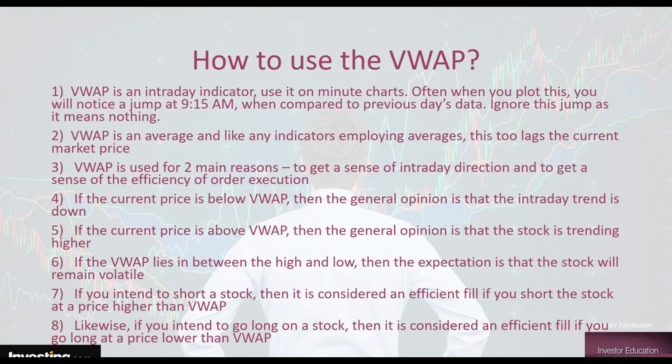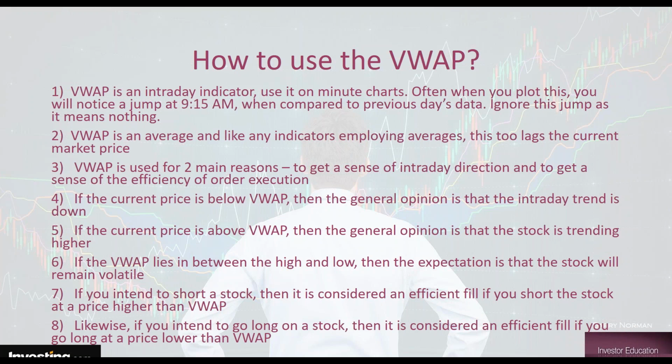VWAP is used for two main reasons. It gets a sense of intraday direction and to get a sense of the efficiency of order execution. If the current price is below VWAP, then the general opinion is that the intraday trend is down. If the current price is above the VWAP, then the general opinion is that the stock is trending higher, or the asset. If the VWAP lies in between the high and the low, then the expectation is for the stock to remain volatile.